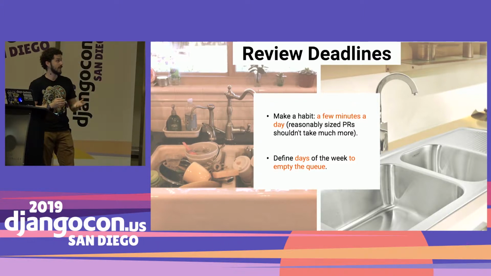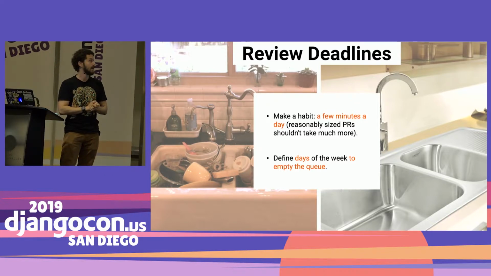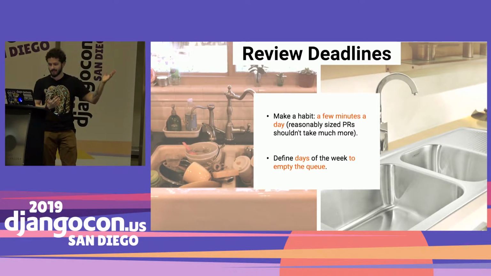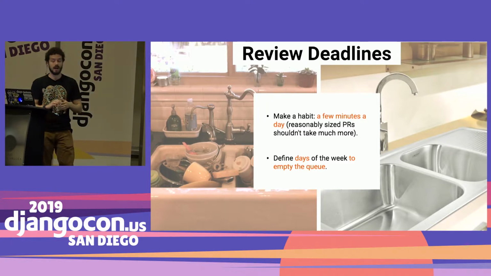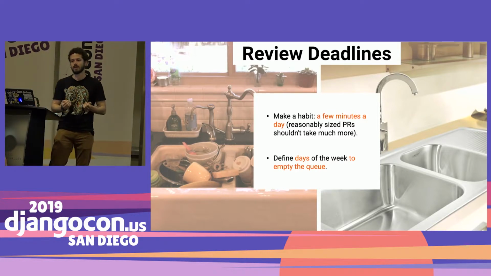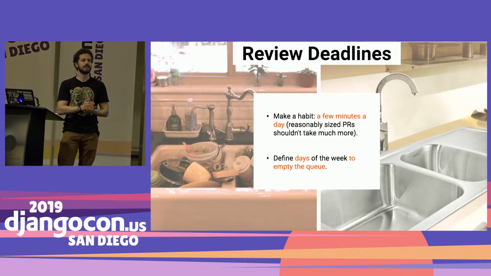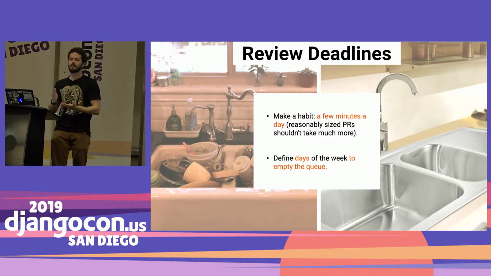So an idea here is to make a habit. So maybe reserve a few minutes of your day to review pull requests. Reasonably sized PRs usually shouldn't take much more than a few minutes of your day, like, I don't know, 30 minutes. And also, you could define days of the week to empty the queue. So for example, you can say that every Wednesday, no matter what, I'm going to empty all the PRs that are on my queue. I'm going to review all of them, even if it means that I'm just going to work on reviewing PRs the whole day.